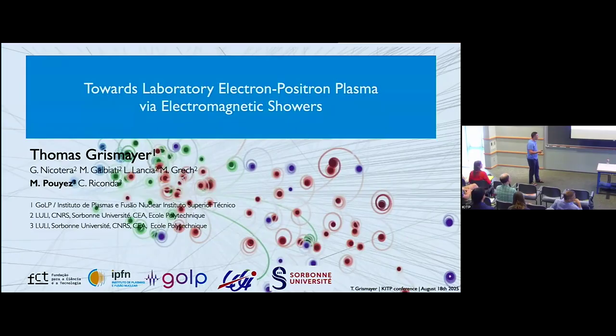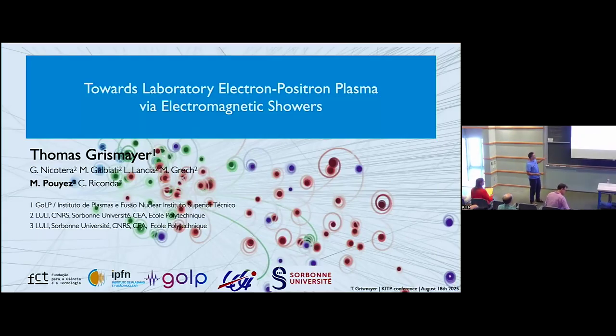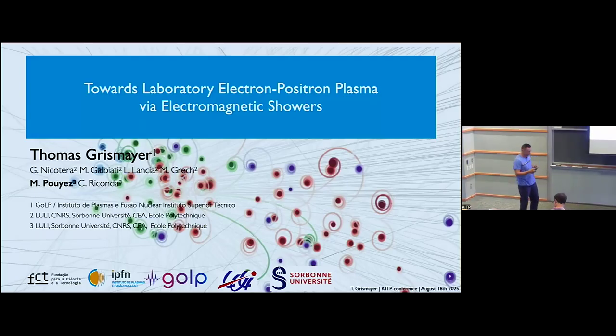So first of all, I would like to thank the organizer for giving me the opportunity to talk, for one of the first times, about some recent work that we have done, namely using electromagnetic showers to possibly produce pair plasma in the laboratory. It's a work that is the fruit of a collaboration with École Polytechnique and Sorbonne University, and it represents a big fraction of the work of this grad student, Mathis Pouillet, who will graduate soon, probably in October.